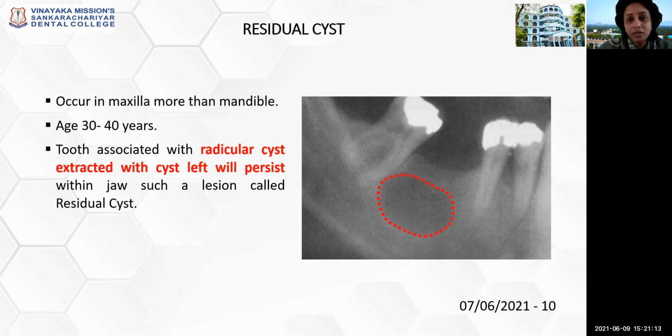So we can find a residual cyst after extraction. The tooth is not involved, and it is seen below the periapical region. So this will indicate that there is no tooth and the cyst is not removed. So that will indicate that it is a residual cyst.